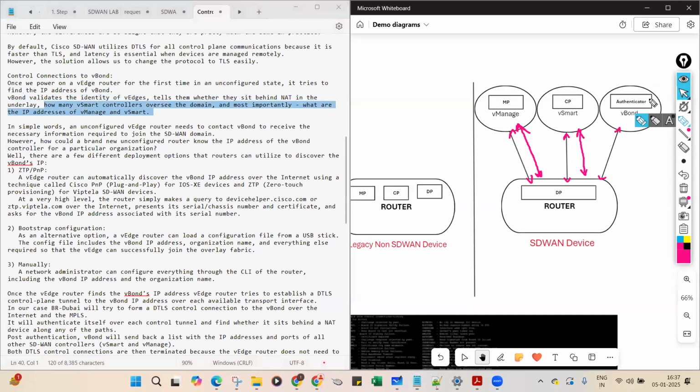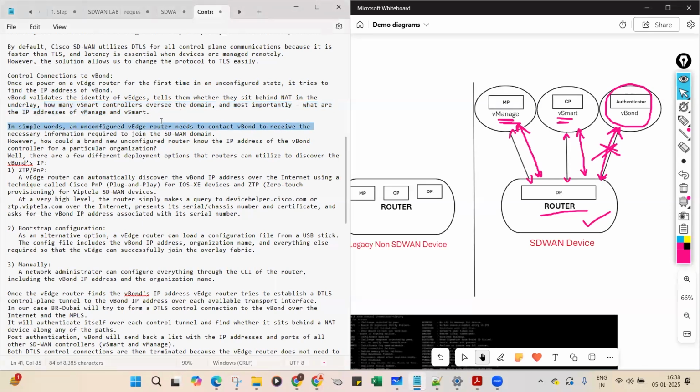So the main functionality of the vBond is to provide the IP addresses of the vManage and vSmart to the router once the authentication between the router and the vBond is done. This is the main functionality of the vBond. And once it shares these details with the router, it tears down the connection between the router and the vBond. One important point to note is, even if it is authenticated and this router reboots, it again has to authenticate with the vBond to get the vManage and vSmart IP details.